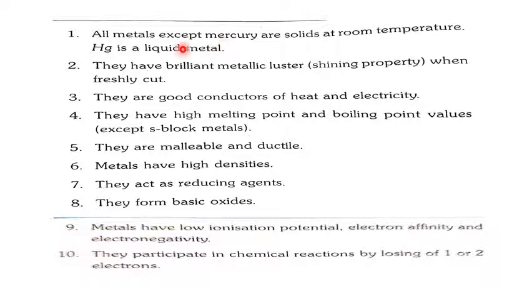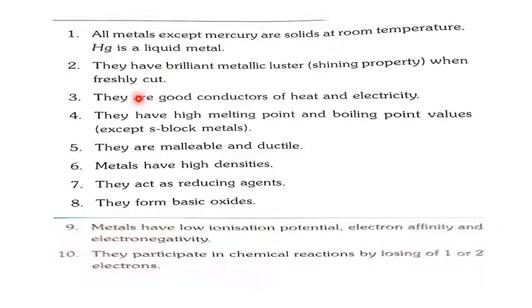Okay, next one, they have brilliant metallic luster. What does metallic luster mean? Shining property. Generally, if we cut iron, it has a shining property when freshly cut. Okay, when iron metal is freshly cut, it has a shining property. Most metals, when freshly cut, have shining, even gold and silver also.